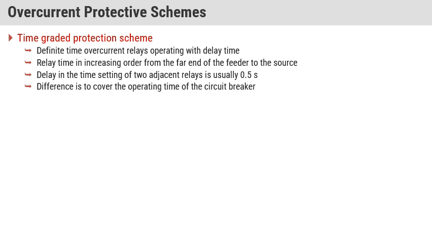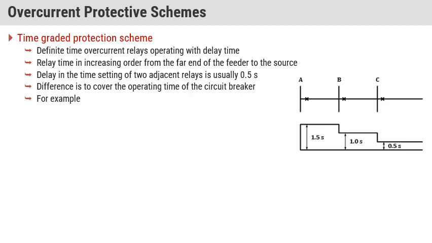The delay in the time setting of two adjacent relays is usually 0.5 second, and this difference is to cover the operating time of the circuit breaker. Why do we provide the 0.5 second delay? Because the circuit breaker and relay contacts take some time to close and open the circuit breaker.